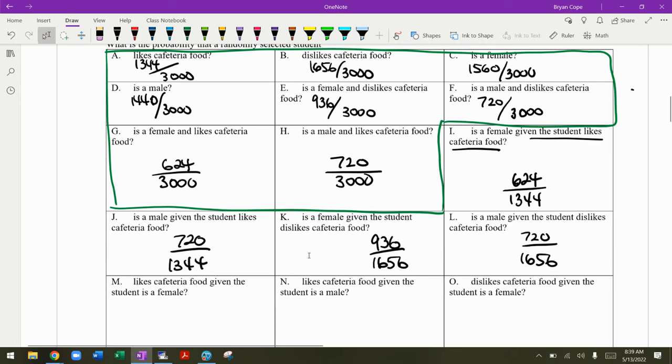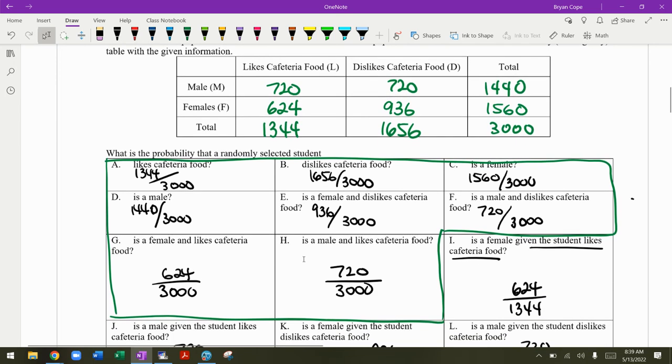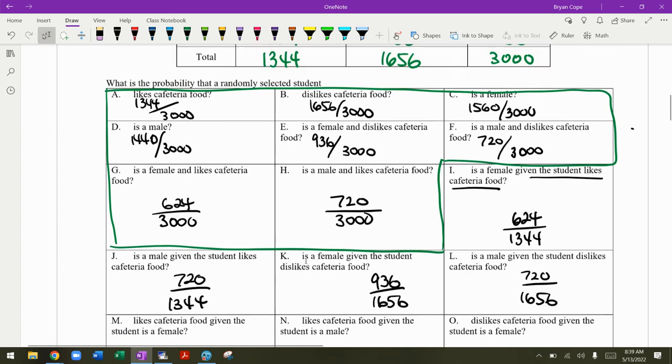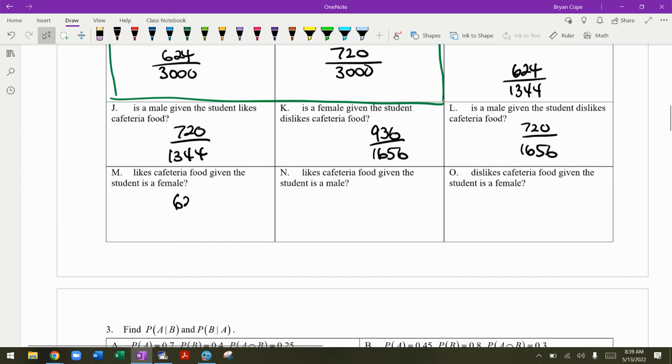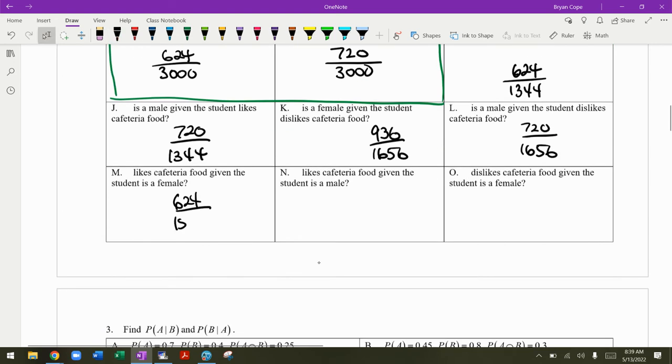Now we switch it up. Likes the cafeteria food given the student is a female. No. Of all the females now, how many like the food? 624. So it's going to be 624 over, what's the female number again? 1560. Whenever you see given something, that means that's our denominator. Okay? So likes the cafeteria food given the student is male. That's right, 720 out of 1440.